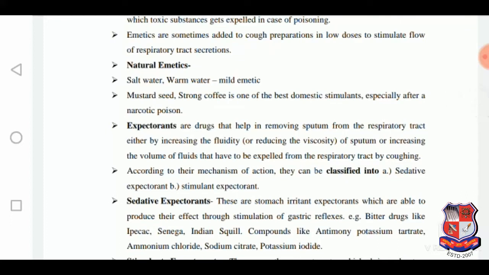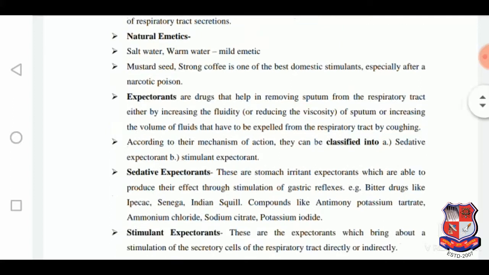Natural emetics: salt water, warm water. Mild emetics: mustard seed, strong coffee, which is one of the best domestic stimulants, especially after narcotic poison.